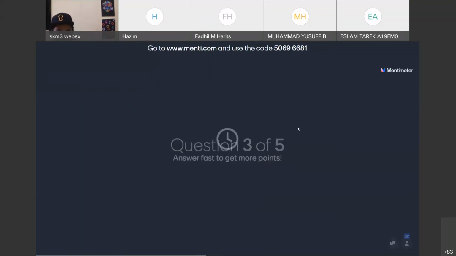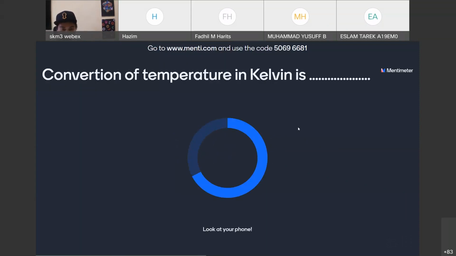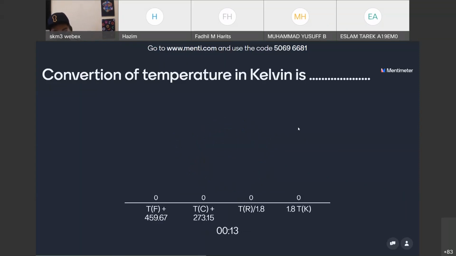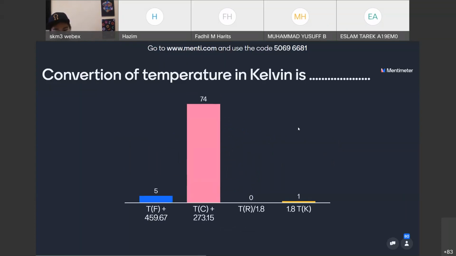Question 3. Ready, guys? Conversion of temperature in Kelvin. Remember, we have two conversions. Okay, what is it? Maybe we have one answer, two answers, three answers. All right, thumbs up. Okay, none of you chose 1/8.